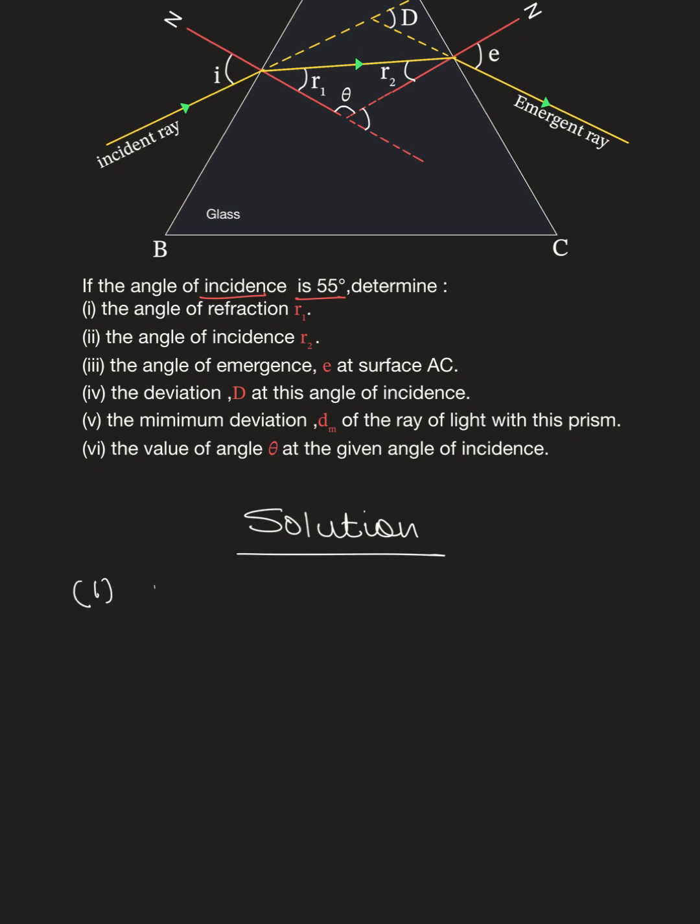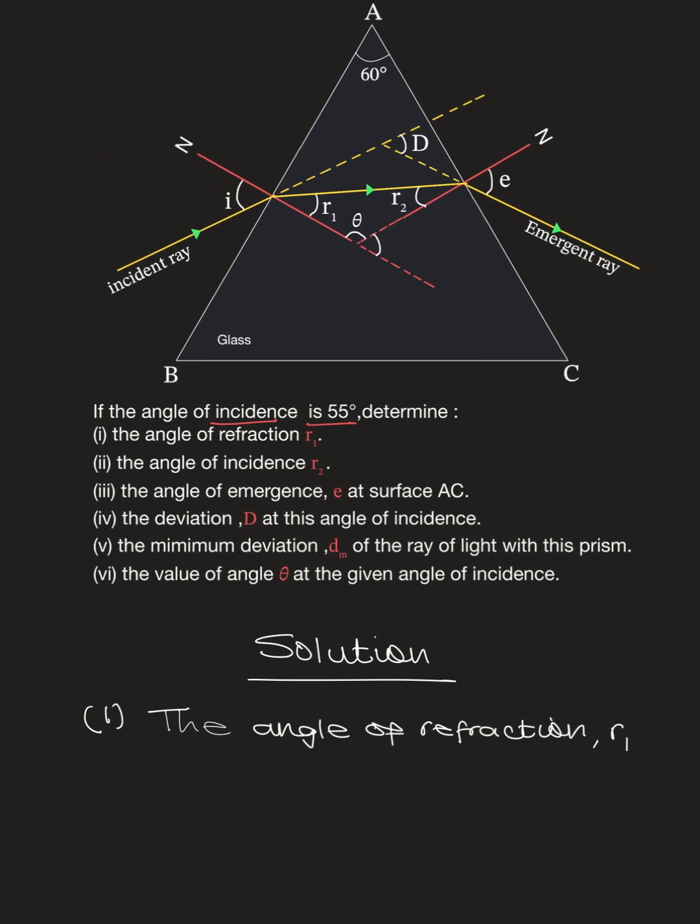Question 1. The angle of refraction R1. If we analyze the diagram, the angle between the normal and the refracted ray is R1. This is what we want to find. The angle of incidence is given as 55 degrees. So I is equal to 55 degrees.